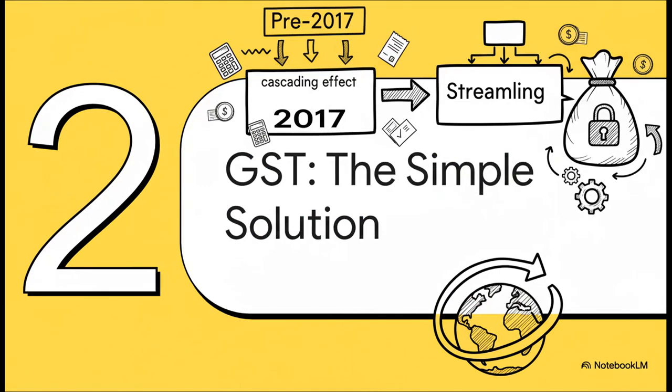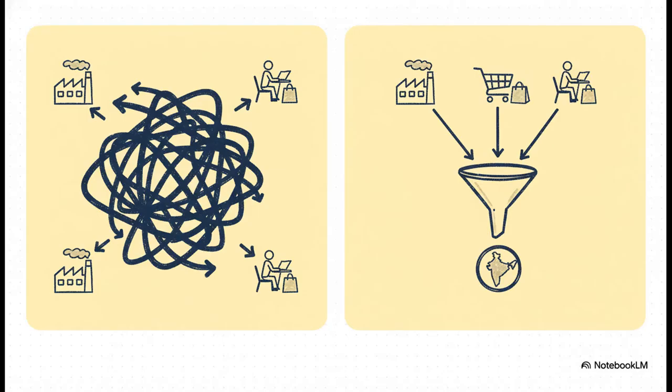And that brings us to the game-changing solution that was rolled out in 2017, the goods and services tax. Its number one job? To completely destroy that cascading effect and create one single, streamlined tax system for the whole country. And honestly, this slide says it all. On the left, you've got the old way of doing things, just a tangled web of different central taxes, state taxes, a total headache. And on the right, you've got GST, which acts like a giant funnel, channeling everything into one unified structure. The goal was huge, but simple. Make India one single market.